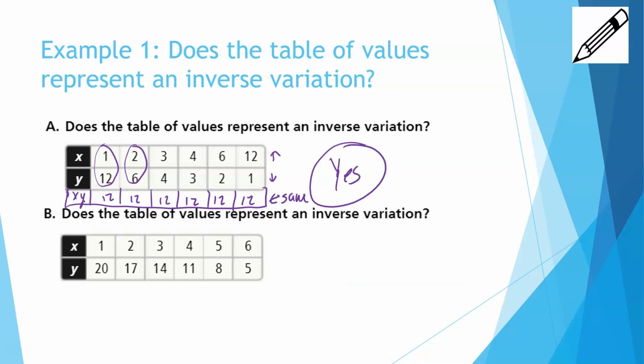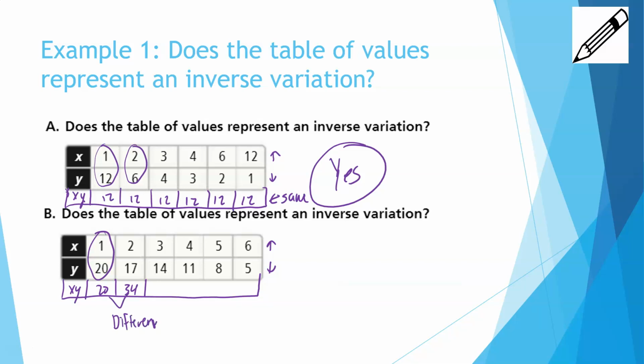The x's are 1, 2, 3, 4, 5, 6, and they're increasing. The y's are 20, 17, 14, 11, 8, 5, and those are decreasing. So I can do my next step to confirm if they are in fact inverse variation. 20 times 1 is 20. 17 times 2 is 34. I actually could stop right there because these two are different.